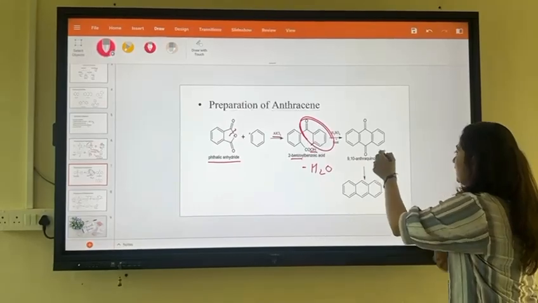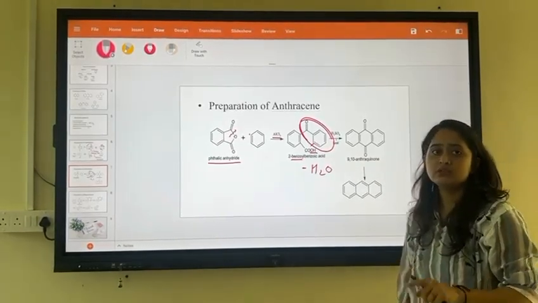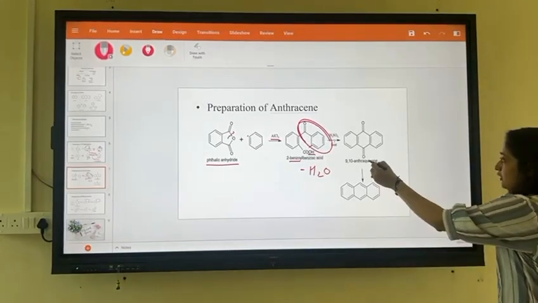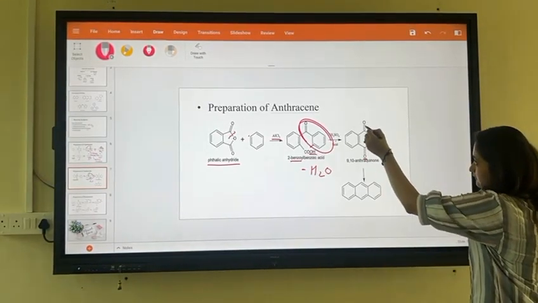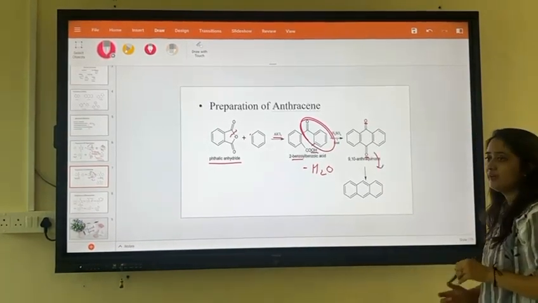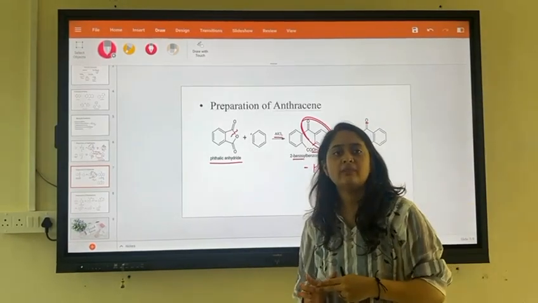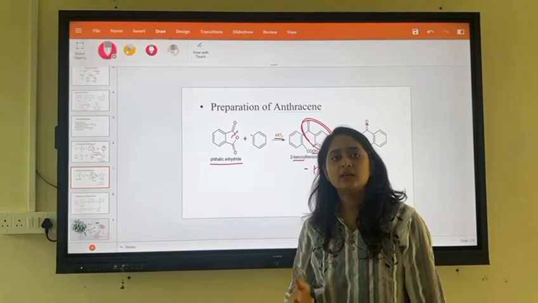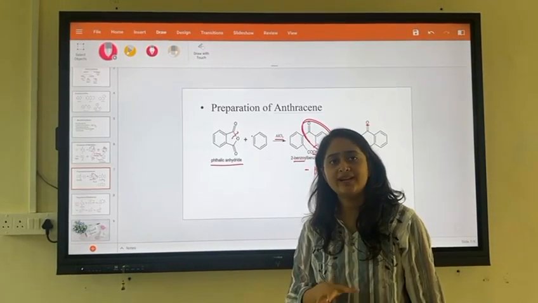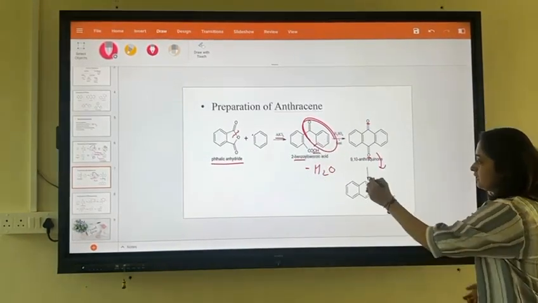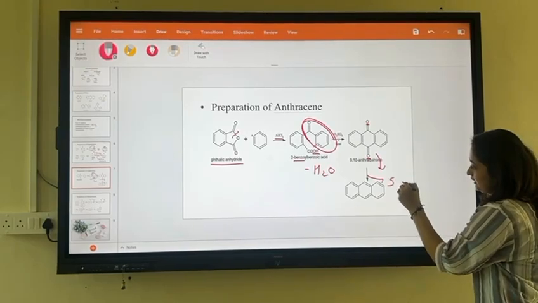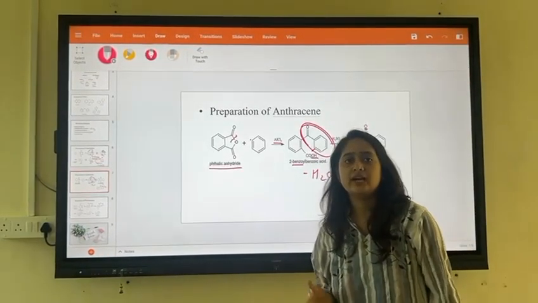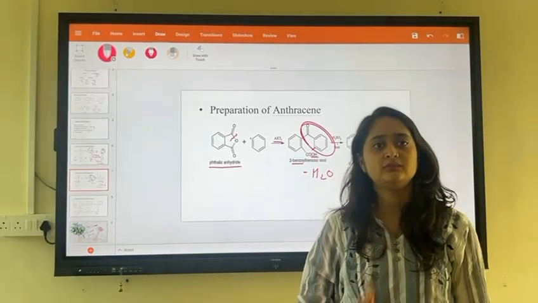Now this anthraquinone undergoes Clemmensen reduction and aromatization. The reduction of the quinone is carried out using Clemmensen reduction in the presence of zinc amalgam and HCl, and the reduced form of the quinone then undergoes the aromatization step, which happens in the presence of selenium or active metals. It produces anthracene, our desired polynuclear aromatic hydrocarbon.